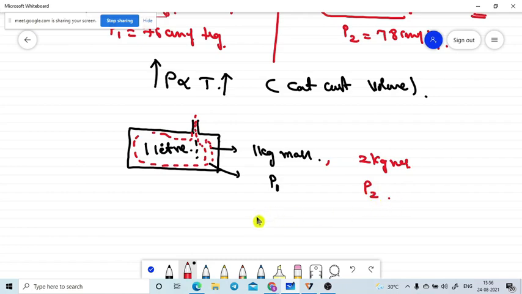So use your common sense. What is the relation between P1 and P2? Is P1 equal to P2? Is P1 greater than P2? Or is P1 lesser than P2? Which of these three cases can be true? P2 is greater than P1.